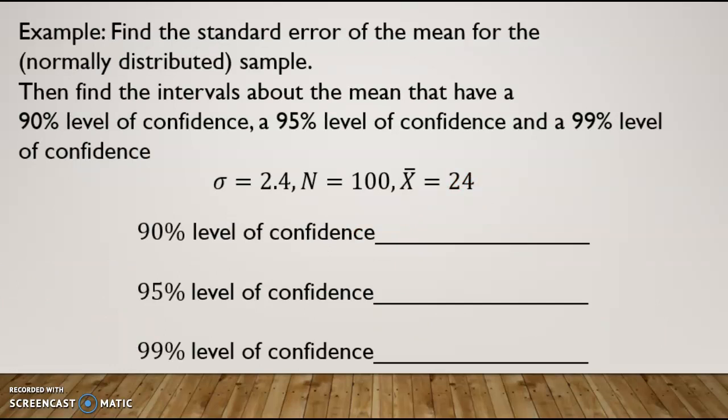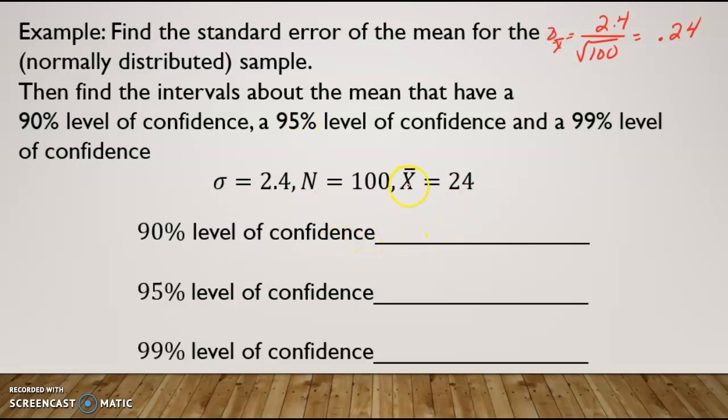Alright. So, find the standard error of the mean for the normally distributed sample. Then find the intervals about the mean that have a 90% level of confidence, a 95% level of confidence, and a 99% level of confidence. Okay, the first thing we're going to do is find the standard error of the mean. It's your standard deviation here, 2.4 over the square root of n, which is 100. And that's going to be used in all 3 of these. So you're going to have 2.4 divided by the square root of 100, which is going to be 0.24. That's your standard error of the mean.